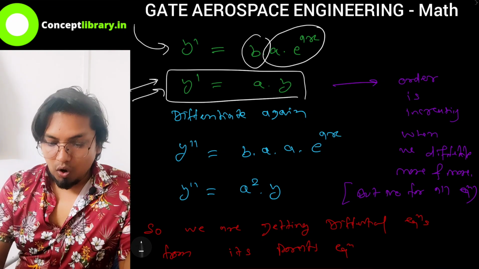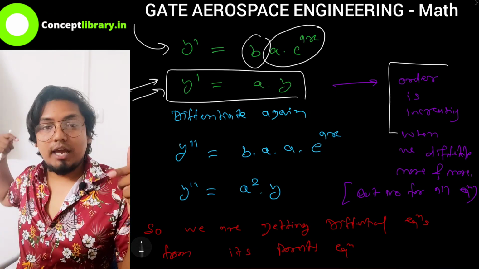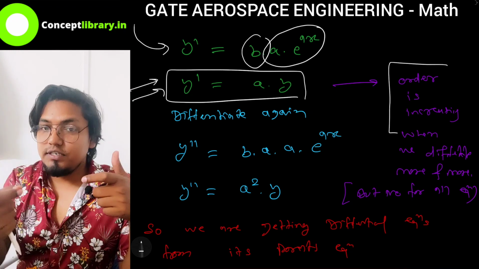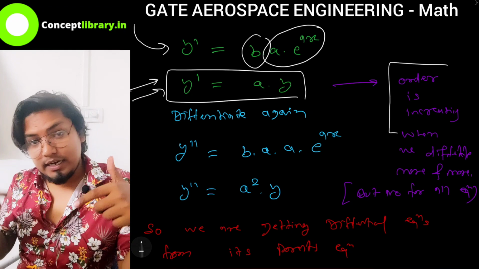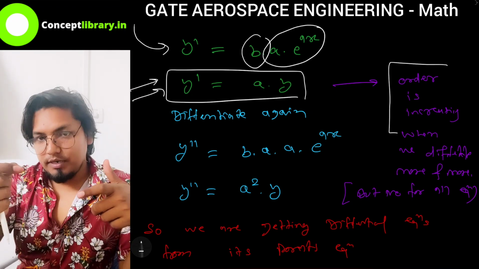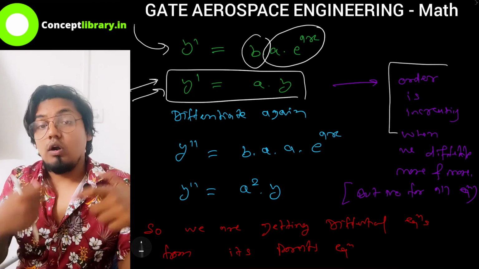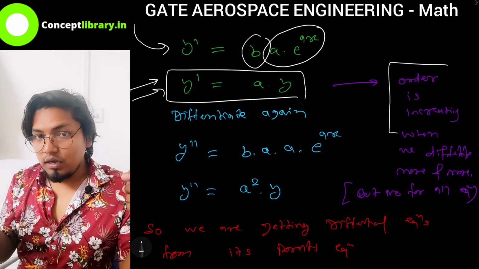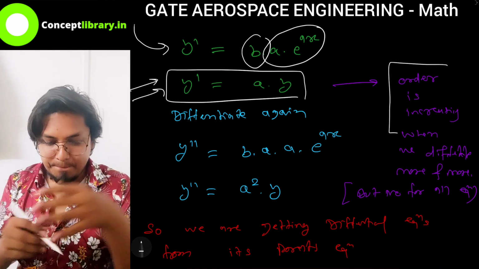So order is increasing when you differentiate 1, 2, 3, 4 times. That is the meaning of order. How many times you have differentiated your equation? First time y dash, second time y double dash, means dy by dx, d2y by dx square, like that. Order means how many times you have differentiated. You go to a hotel, how many things you are ordering for your food.